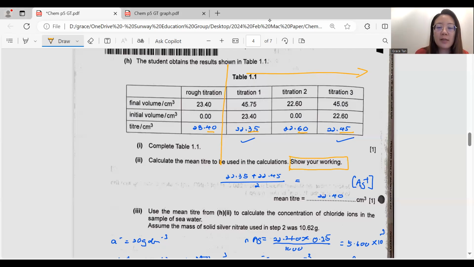So you can only take concordant titers. What are concordant titers? 0.10 difference. So you can only take titration 1 and titration 3. Can you see I put a tick here? I put a tick in blue color in titration 1 and a tick at titration 3, because titration 1 and titration 3 are concordant titers. You have to omit titration 2. Okay, now next.